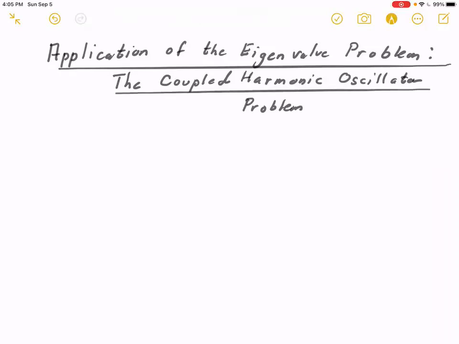And we are going to discuss it in some detail in lecture, and the rest of it will be outlined for you to solve in problem set 11. So the first thing we need to do before we tackle the coupled harmonic oscillator problem is have a review of elementary mechanics.